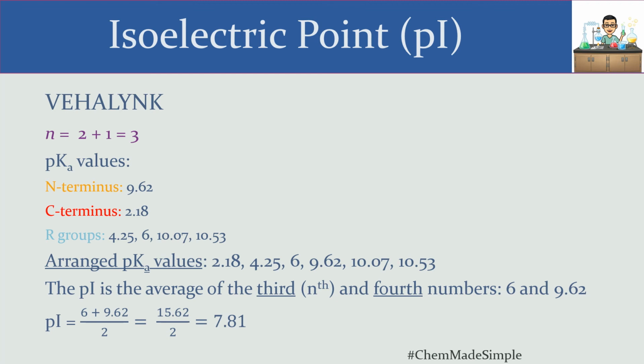When you want to find the average of two numbers, you add them up and divide by 2. That's going to give me a number that is a little bit less than 16 divided by 2. If 9.62 is right around 10, 6 plus 10 is 16, divided by 2, so I'm going to get a number that's less than 8. In fact, the isoelectric point of this peptide is 7.81.